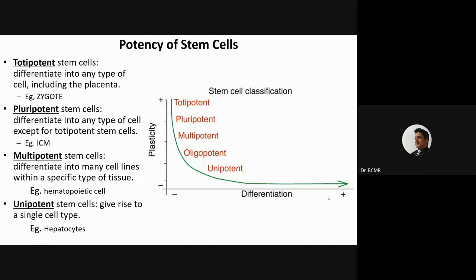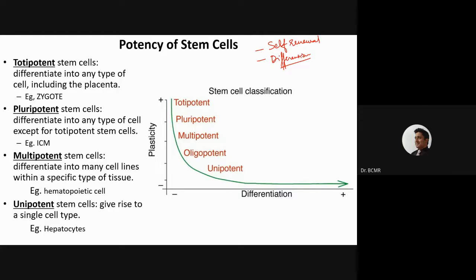So, in the last class, we were discussing two important things. One of them is the properties of stem cells, and in that we discussed two important ones. That is self-renewal, and the second important point was differentiation or plasticity. Plasticity is the ability to differentiate into how many different types of cells, right?